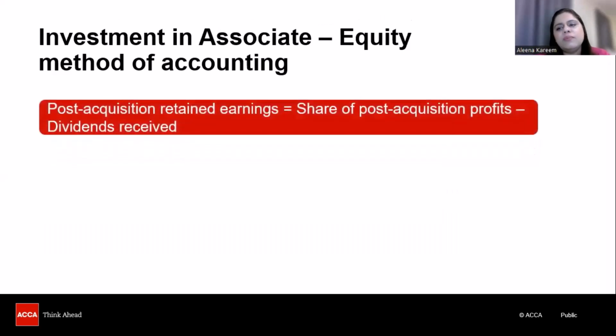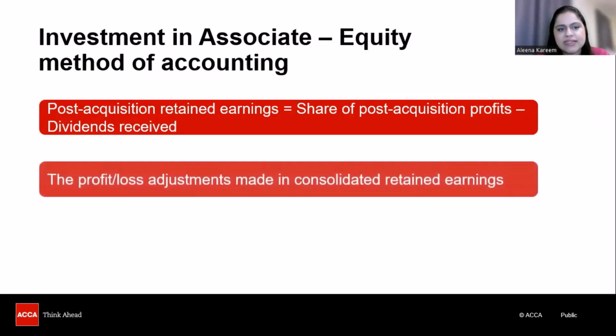Then, a few important facts that you need to remember about investment in associate. Number one, the post-acquisition retained earnings, how are they calculated? You have to identify the share of post-acquisition profits and subtract from it any dividends that have been received. Because retained earnings are what? Profit minus dividends are retained earnings. And that is what we have to pick up for the working. We are not saying share of post-acquisition profits. We are saying share of post-acquisition retained earnings.